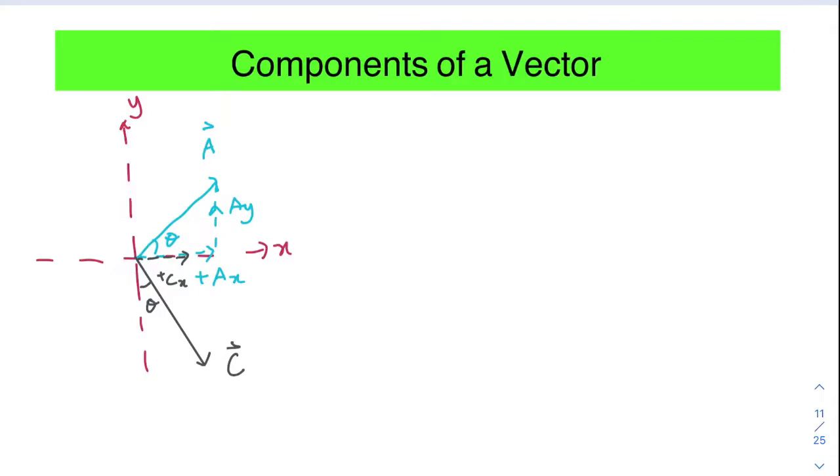Where is the component of y? For C, it's here. This is Cy. Positive or negative? Negative. Why is it negative? Because it's pointing downward, to the negative y-axis.